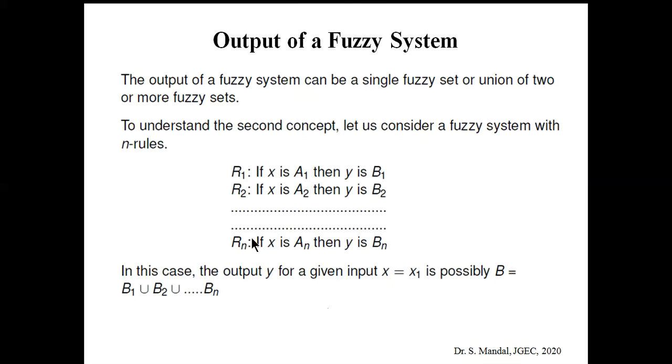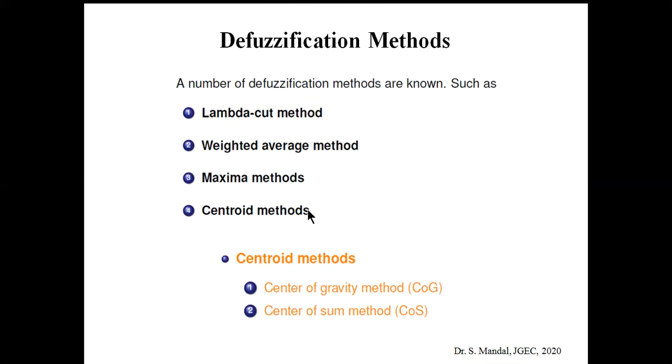Okay. So R1, R2, Rn are all the rules. Now the output of this fuzzy system will be the union of the output membership functions like b1, b2, bn. So for a particular input, like for x equal to x1, it is possible that b will be b1 union b2 union b3 union up to bn. That is the main concept of the output of a fuzzy system.